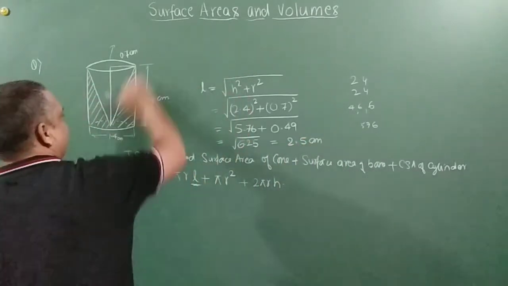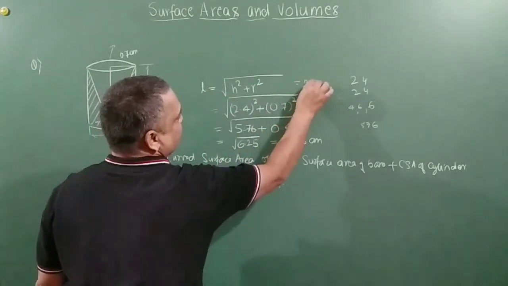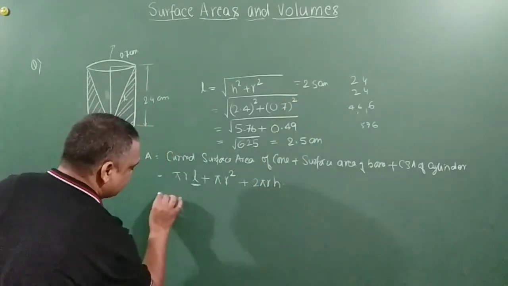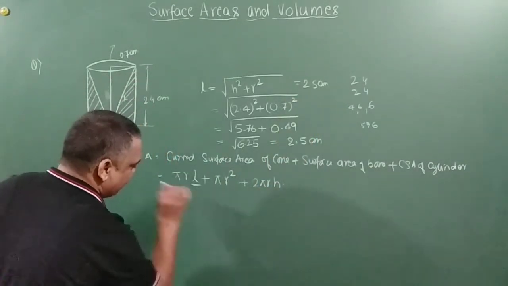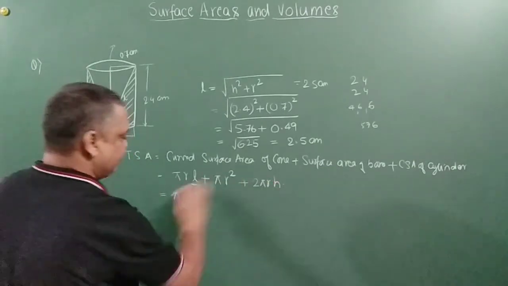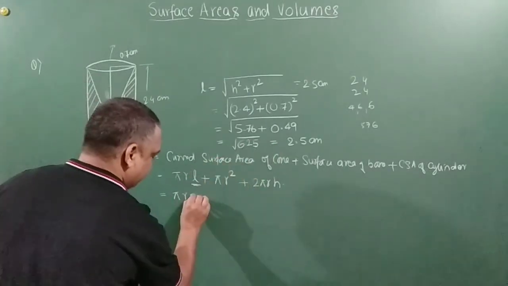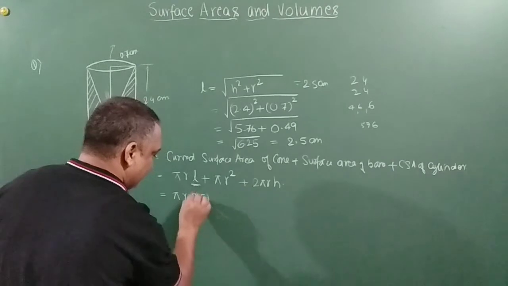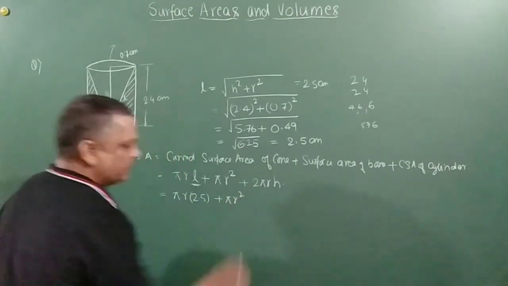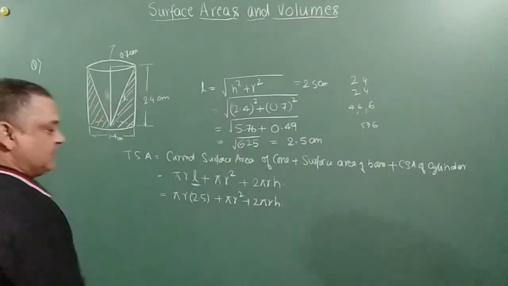So your slant height l is equal to 2.5 centimeters. Right? Now we know everything here. Let's replace it. So let pi be there. Radius, let r also be there, because r is common. And l is nothing but 2.5. Let's replace it with 2.5 plus pi r square plus 2 pi r h.